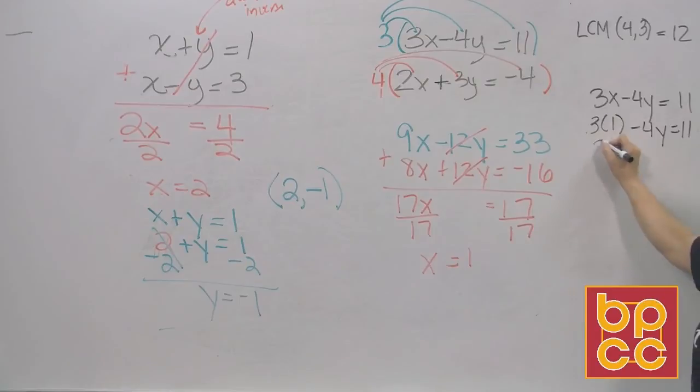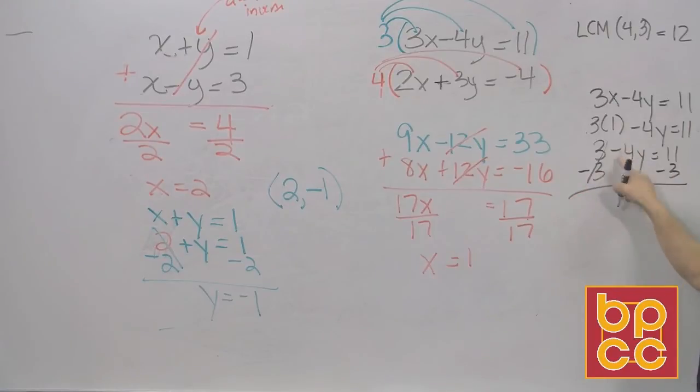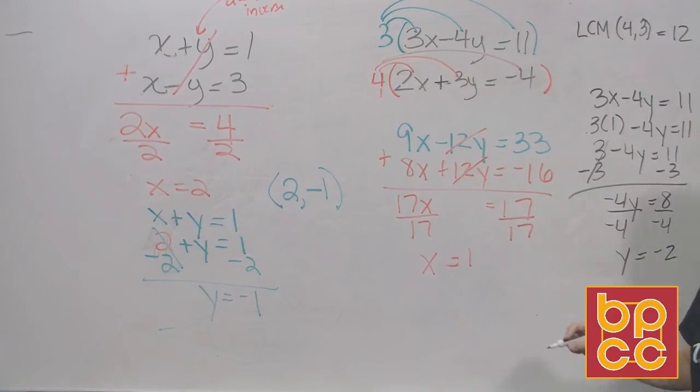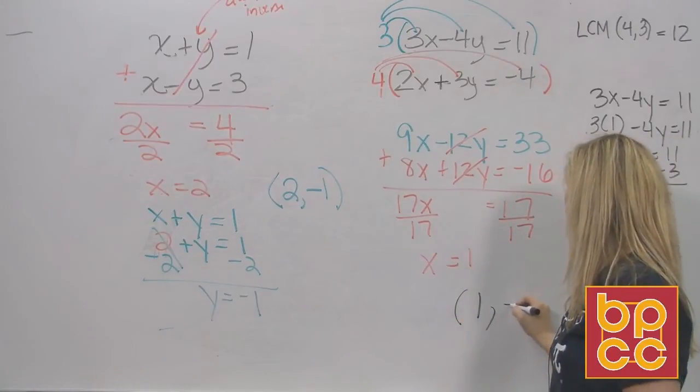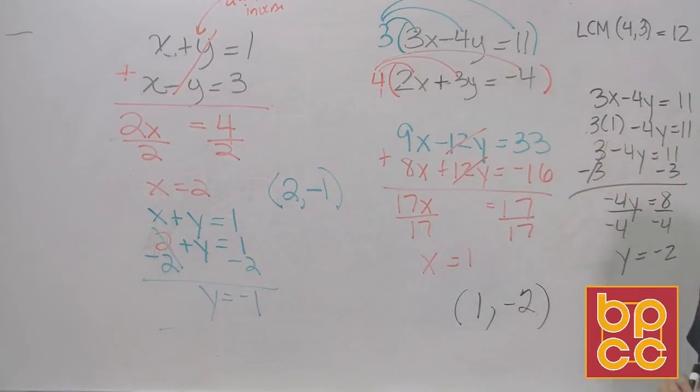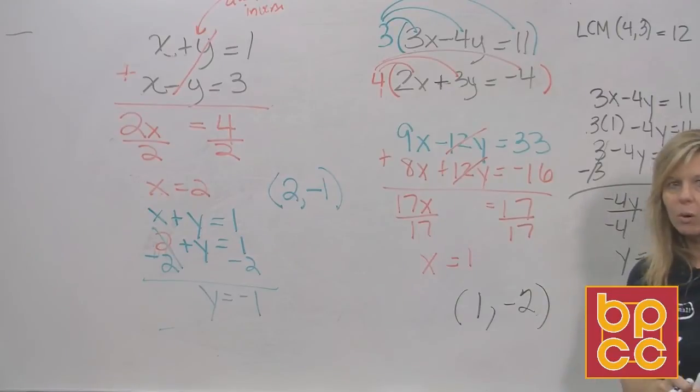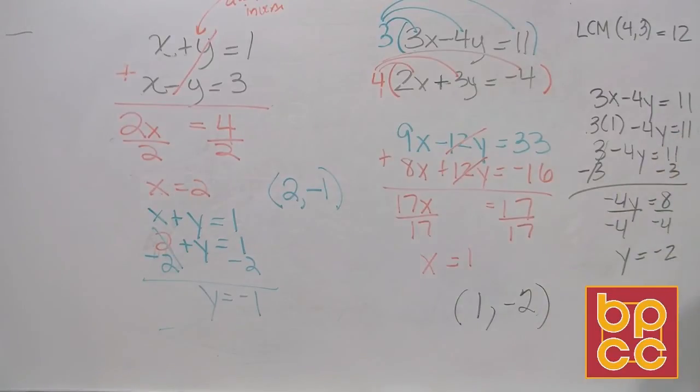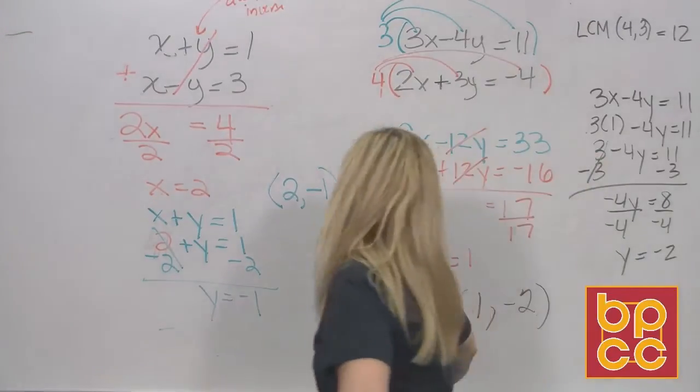We multiply to get rid of parentheses. We're going to move the 3 by subtracting. Watch your signs. That's a negative 4y. 11 minus 3 is 8. We divide by negative 4. And y is negative 2. How do we write the final answer? Good. With every system, we write it as an ordered pair. 1 comma negative 2. See that? Pretty cool, right? All right, I think we got one more system, so let's go look at it in our notes.